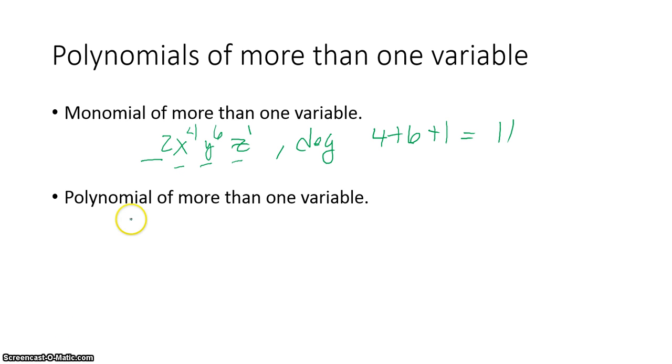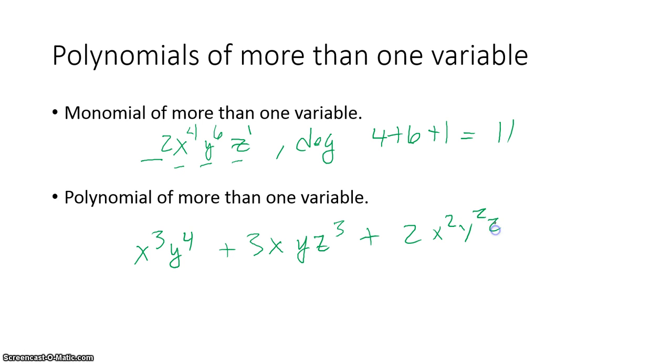And same as when we were dealing with polynomials of one variable, a polynomial of more than one variable is simply a sum of monomials of more than one variable. An example of this might be x cubed y to the fourth plus 3x y z cubed plus 2 x squared y squared z squared.